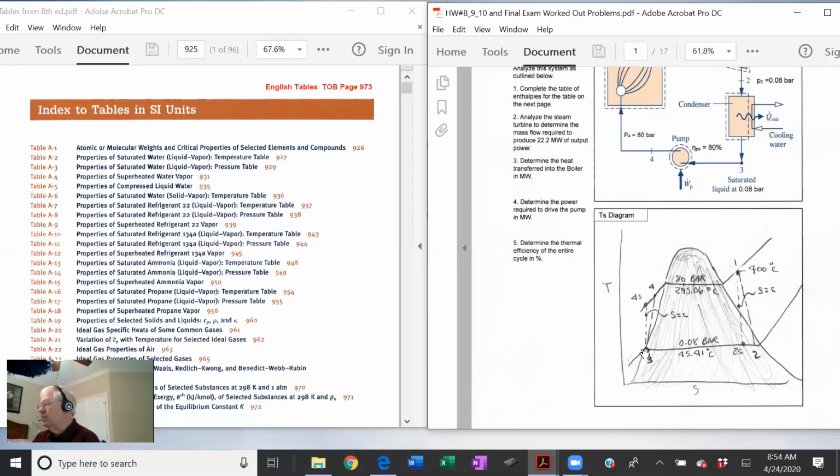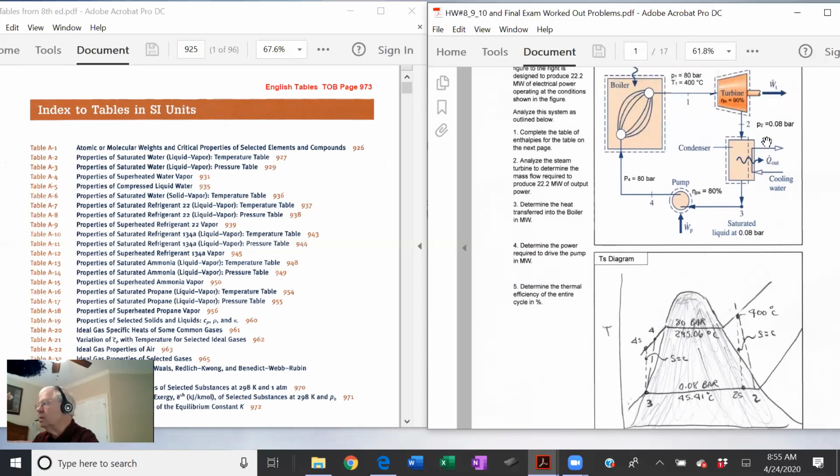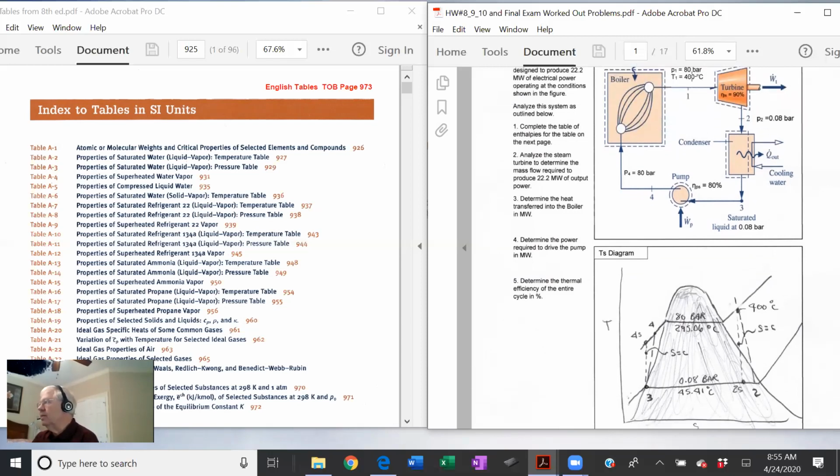So 0.08 bar, we draw our low pressure line. So we're well on our way to having this thing drawn out. Now let's see, the pressure coming into the turbine is 80 bar and 400 degrees. Well, here's the 80 bar line, and it intersects at 400 degrees, somewhere like this.